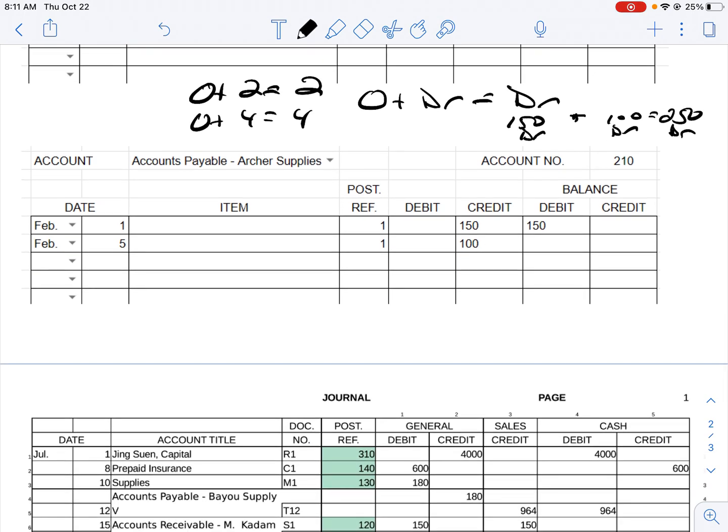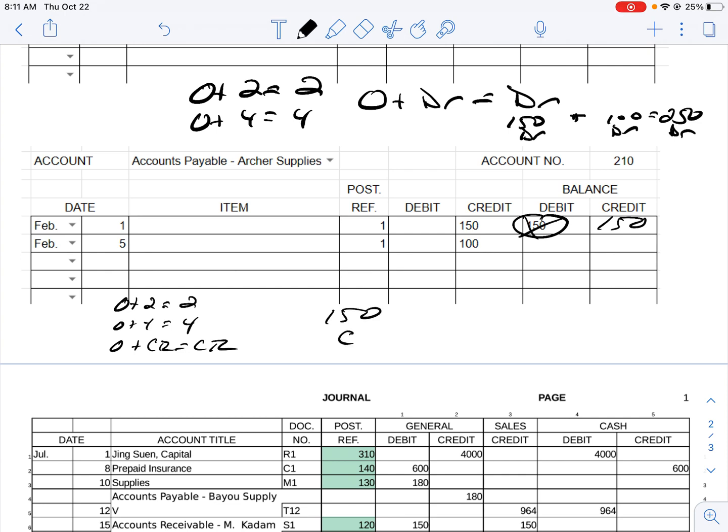Continuing on here with our accounts payable. Again, same concept here. So here's the error that they made. They took the credit and put it in the debit. Nope. A lot of times students think the debit and credit rules are there. They're not so much. This 150 needs to be over here. If it's 0 plus 2, that is 2, 0 plus 4 is 4. 0 plus a credit will give us a credit entry, and that's what we have, not a debit one.